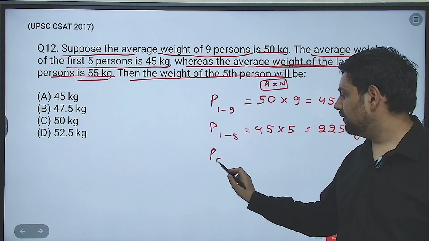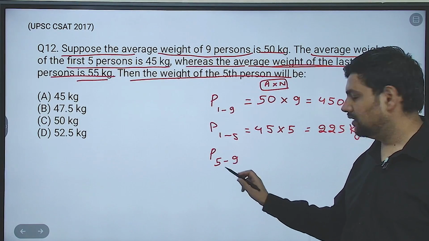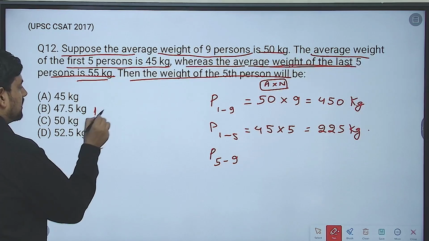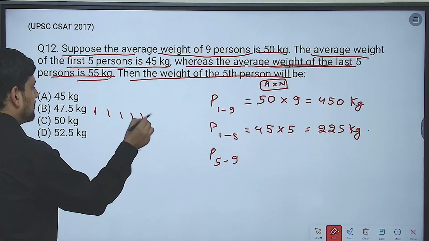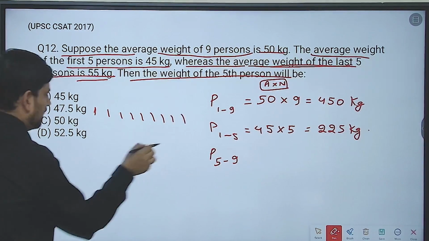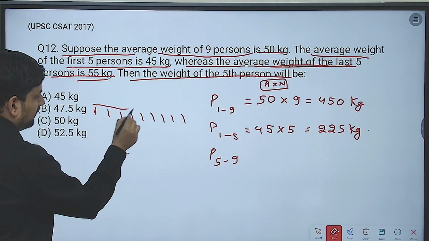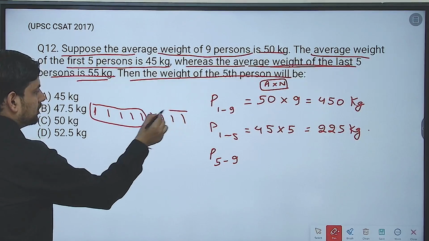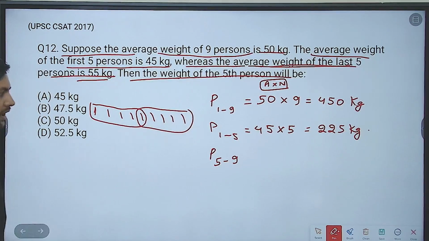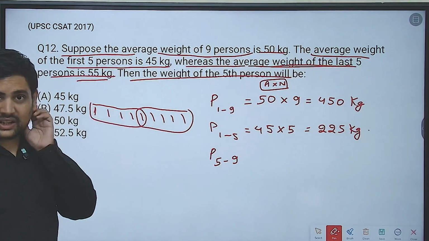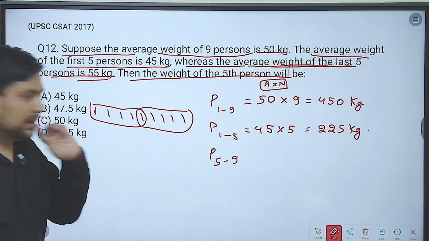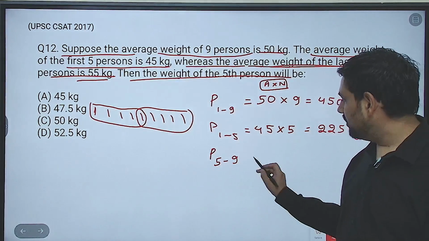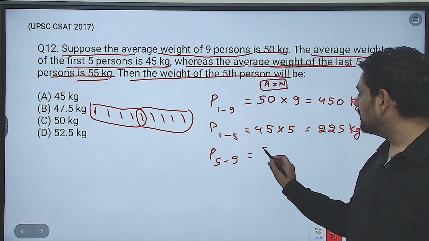So from 5 to 9, this will be the last 5 persons. Correct? You understand this? This is first person, second person, third person, fourth person, fifth person, 6, 7, 8, 9. First 5 is 1, 2, 3, 4, 5, and last 5 is 5, 6, 7, 8, 9. Correct? So the fifth person actually gets counted twice. Okay, as you can see here.